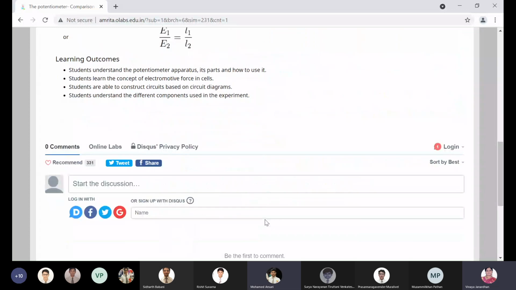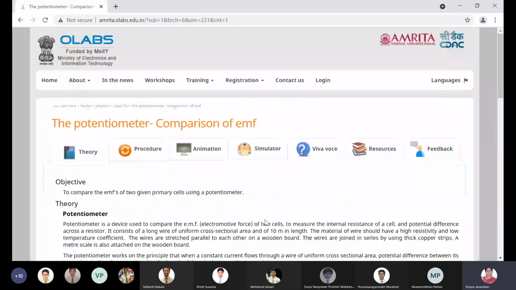First, shall I move on? Yes, ma'am. Okay, now we'll go for circuit diagram.